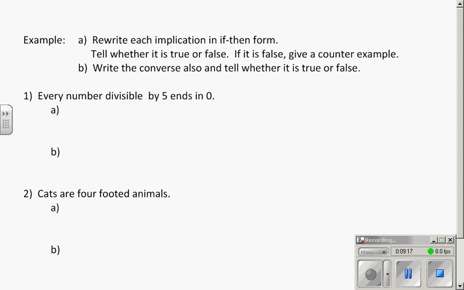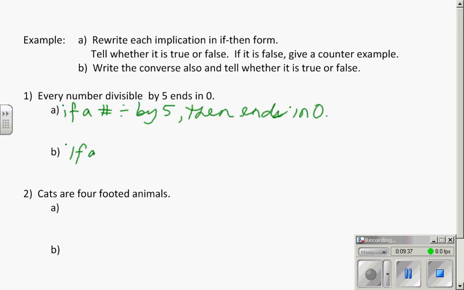Now lastly, we're going to write the implications in if-then. True or false, write the converse, true or false. Every number divisible by 5 ends in 0. So if a number is divisible by 5, then it ends in 0. The converse, if a number ends in 0, then it is divisible by 5.